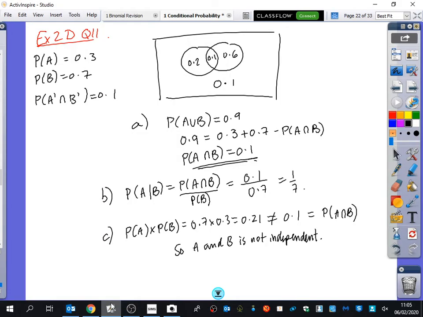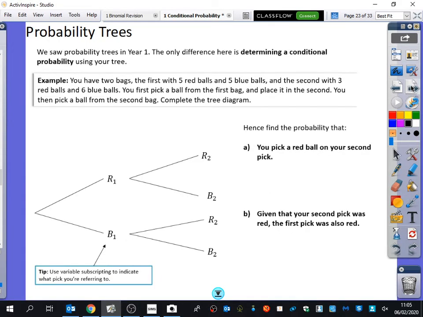So tree diagrams, this is a nice way to end up this topic. Tree diagrams you should be pretty good at from GCSE. There's only a new part of these tree diagram questions that you will be coming across, which is the stuff to do with conditional probability, the "given that" kind of things. So I'm not going to spend too long on the basics of tree diagrams.